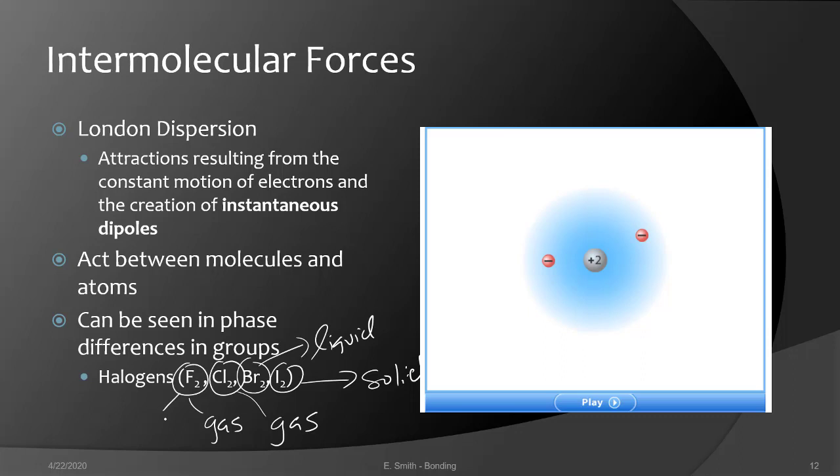So each fluorine has 9 electrons. 9 plus 9 is 18 electrons, okay? Chlorine, on the other hand, has 17 and 17. That makes 34 electrons. And then it continuously gets larger and larger for bromine and iodine. And because we have more and more electrons, we can create more of these instantaneous dipoles. And by the way, every single compound has London dispersion, because every single compound has electrons that are in constant motion.